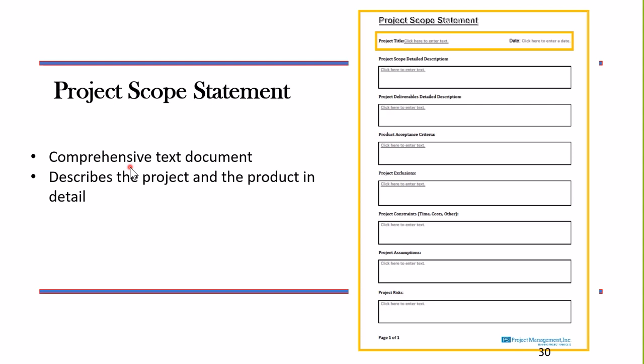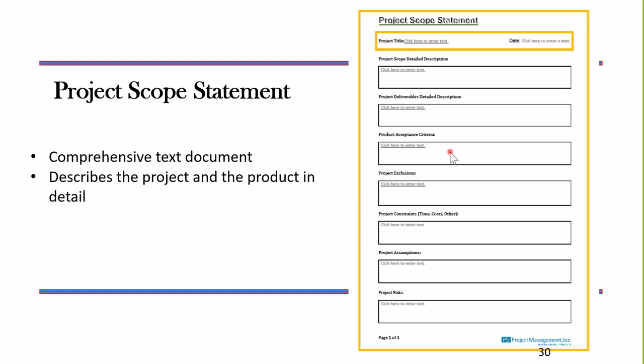This scope statement, we look at the scope statement, for example, and we have here the detailed description. We have here the project deliverable detailed description. We have here the product acceptance criteria. I want to say this very clearly. Acceptance criteria, we want to start off at the charter level. High-level acceptance criteria. At the requirements level, I want to know the acceptance criteria for each requirement. What says I have met that requirement?